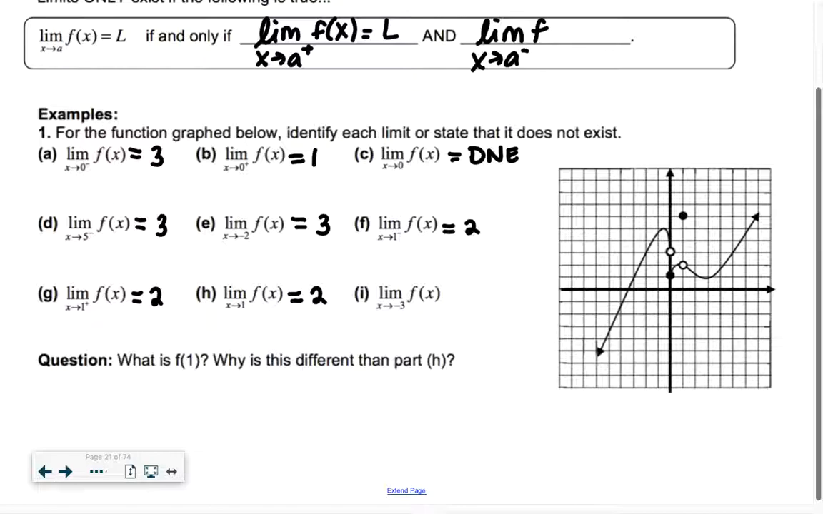The limit as x goes to negative 3, what do we think there? 1, yep. So it says, what is f of 1 and how is it different than part h? So f of 1 is a filled-in point. F of 1 is this point up here. What is that? 1, 6. Okay, that is a filled-in point.